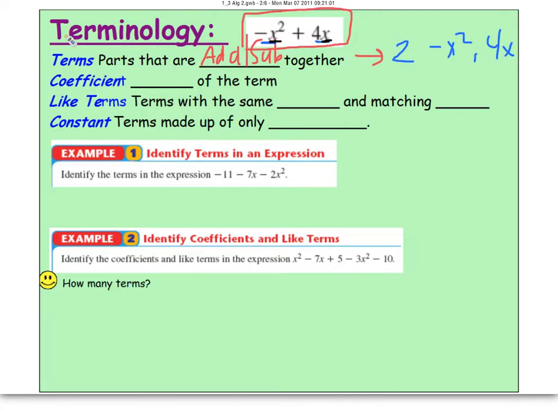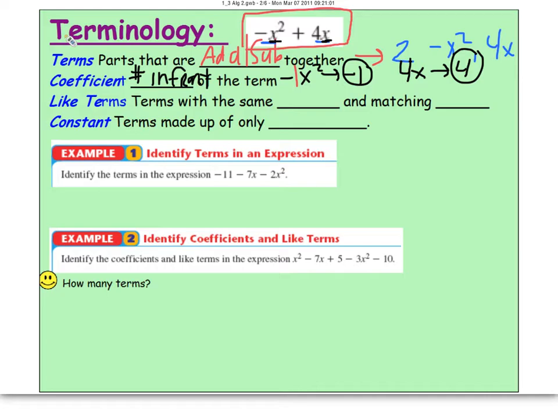So it's the number in front of the term. So the coefficient for the term negative x squared is the number negative 1. They just don't put the 1 there, but negative 1 is the coefficient for that. The coefficient on the term 4x is the number 4.